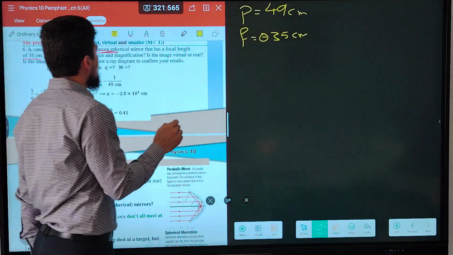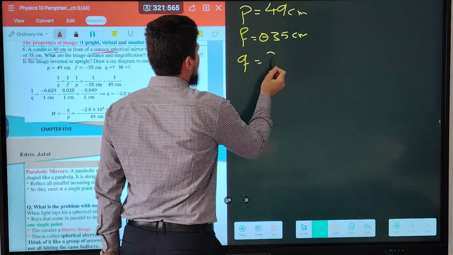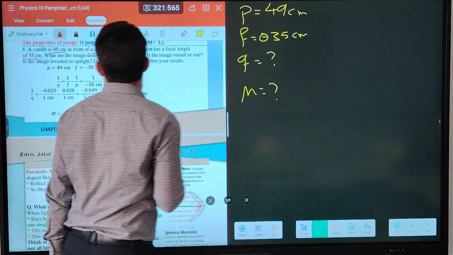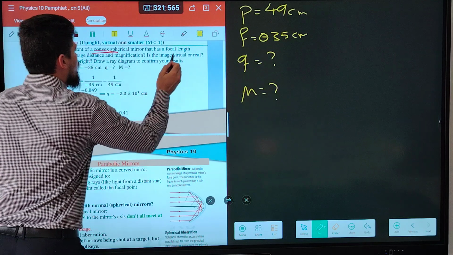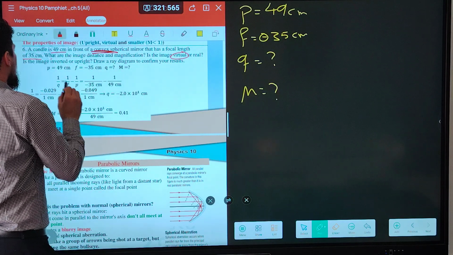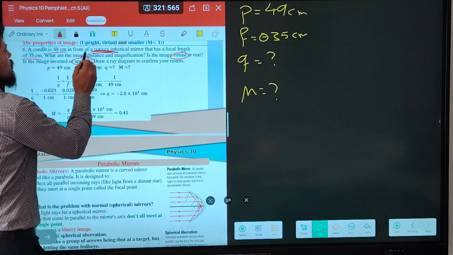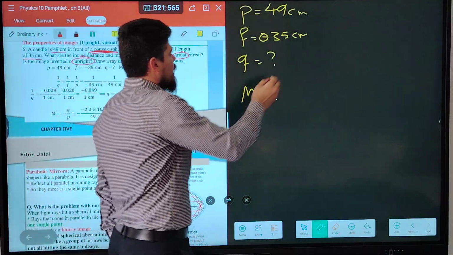What are the image distance and magnification? Image distance and magnification. Is the image virtual or real? Virtual, because we have convex. Is the image inverted or upright? Upright, because we have convex.